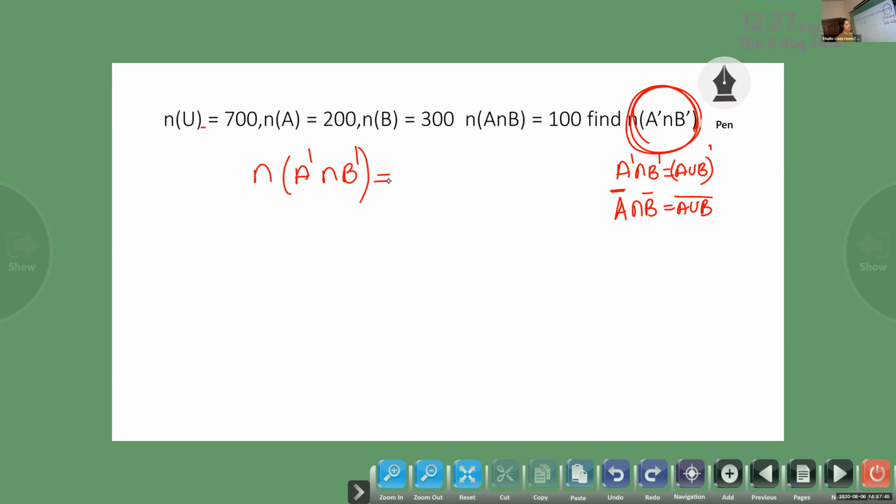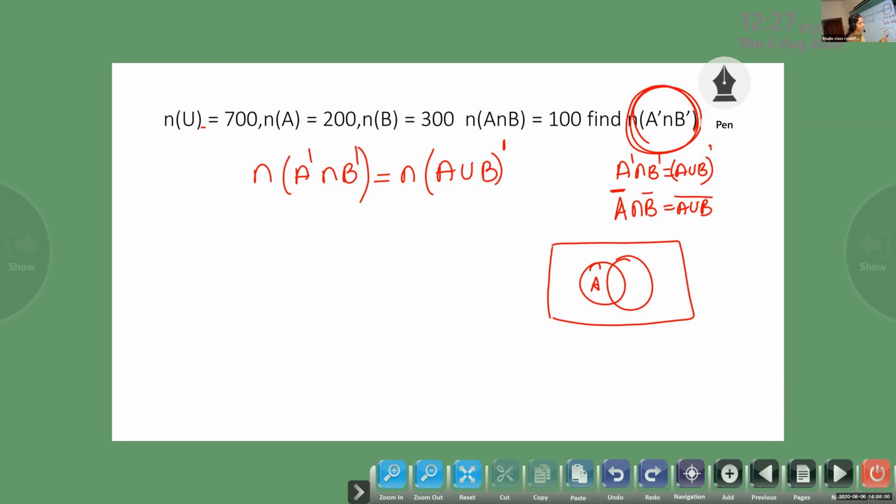We know that n of A' intersection B' is the same as n of (A union B)'. What does it mean? Let's draw the Venn diagram and find out. What is A union B? Suppose this is the set A and this is the set B. This is A union B, isn't it? The shaded part represents A union B.